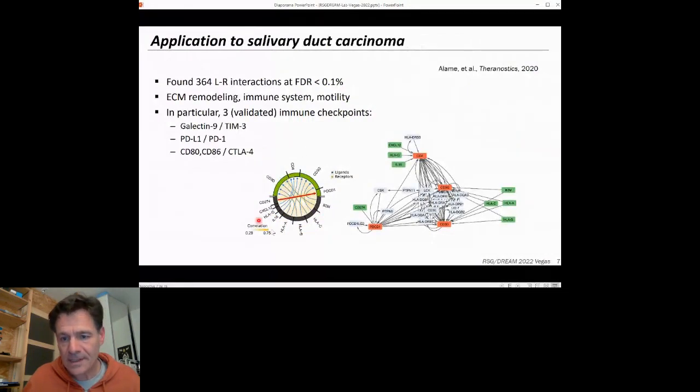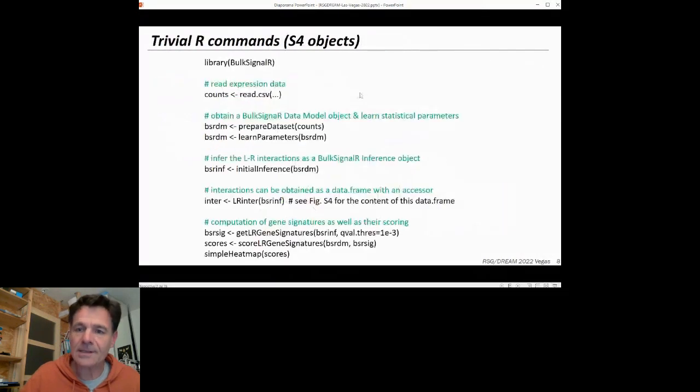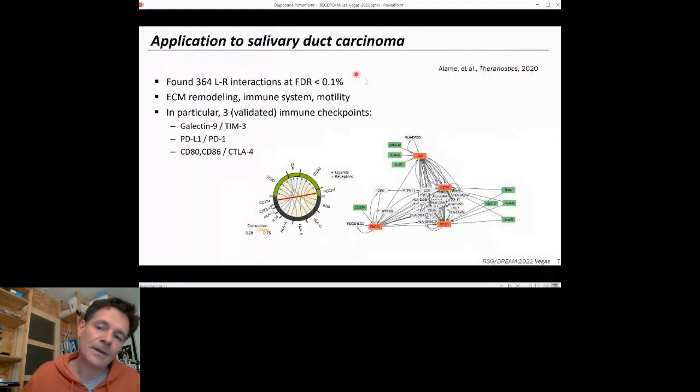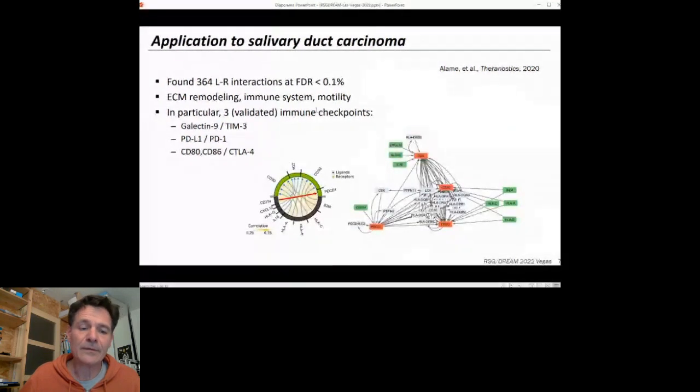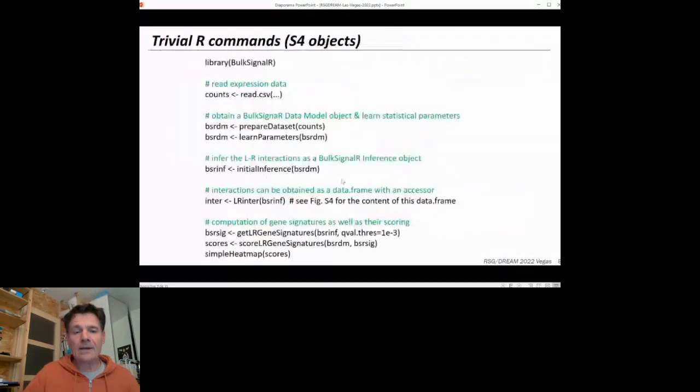There are different visualization tools that are offered by the library. I exemplify this in this slide on a data set that we published almost 3 years ago, where we found different immune checkpoints. It's a very immunosuppressive tumor, so there are different immune checkpoints. And for instance, you can report the interactions by focusing specifically on a certain pathway, in that particular case, the PD-L1, PD-1.